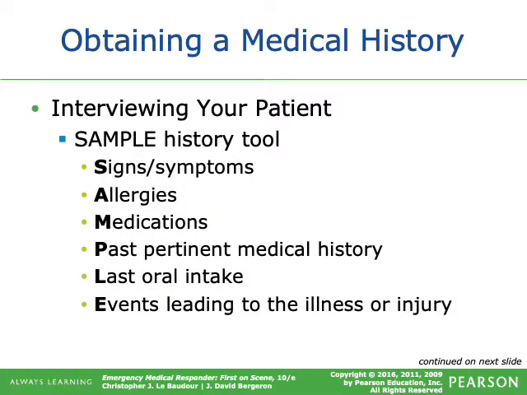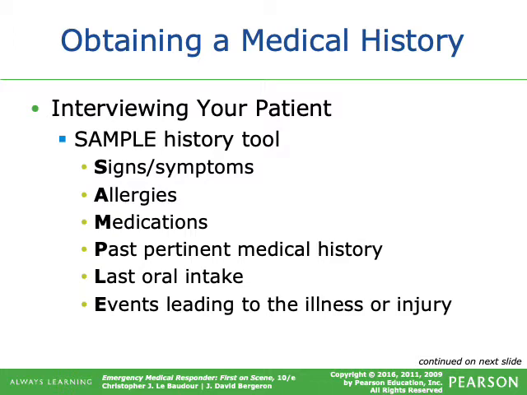All right, when you're interviewing a patient, it's good to use tools to be able to go through your assessment and make sure you don't miss anything. So when we're obtaining a history, we use this SAMPLE history tool. The S includes your signs and symptoms, which we discussed earlier. A is for allergies. This is generally, we're looking for allergies to medications that we may be going to give or assist the patient with.